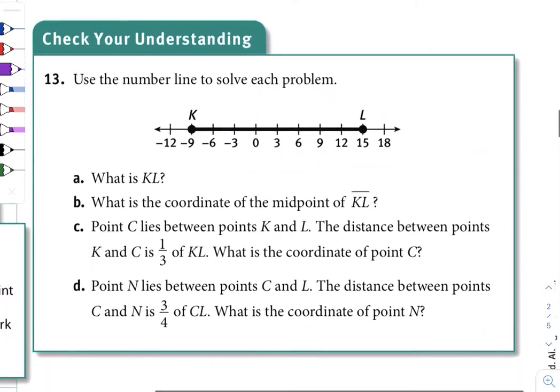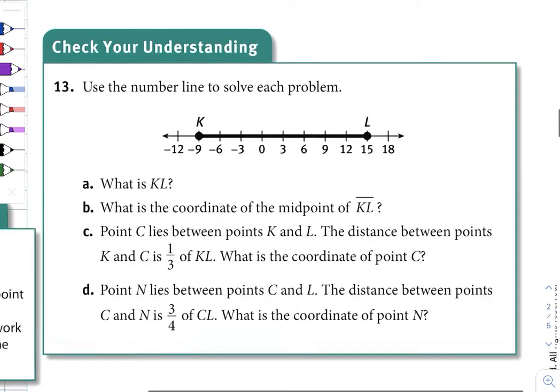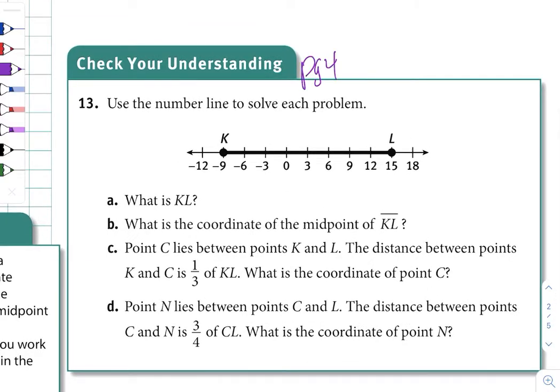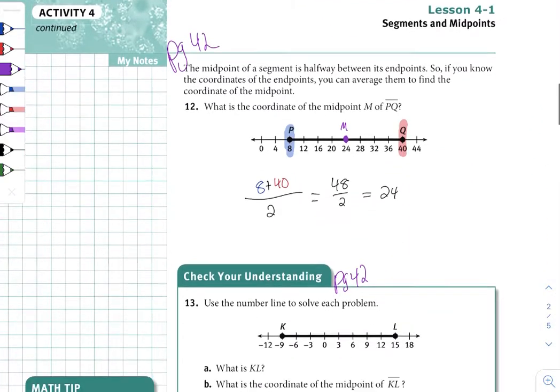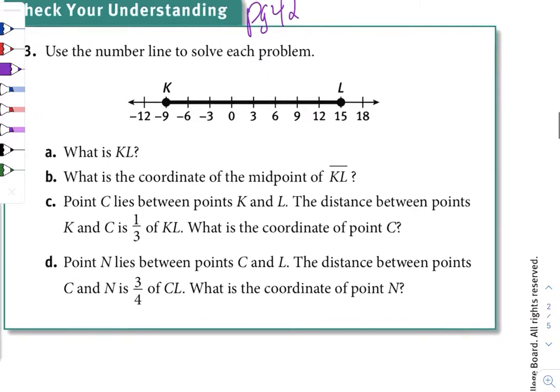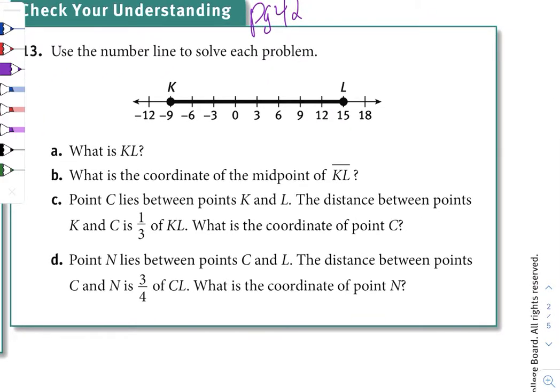All right, so we're going to take a look at number 13. We're still on page 42. Use the number line to solve each problem. So here they give us number line, KL. What is KL? So remember, there's no line there, so that means the actual length. So you're going to subtract the 2 endpoints, right? We have K, which is -9, L, which is 15.